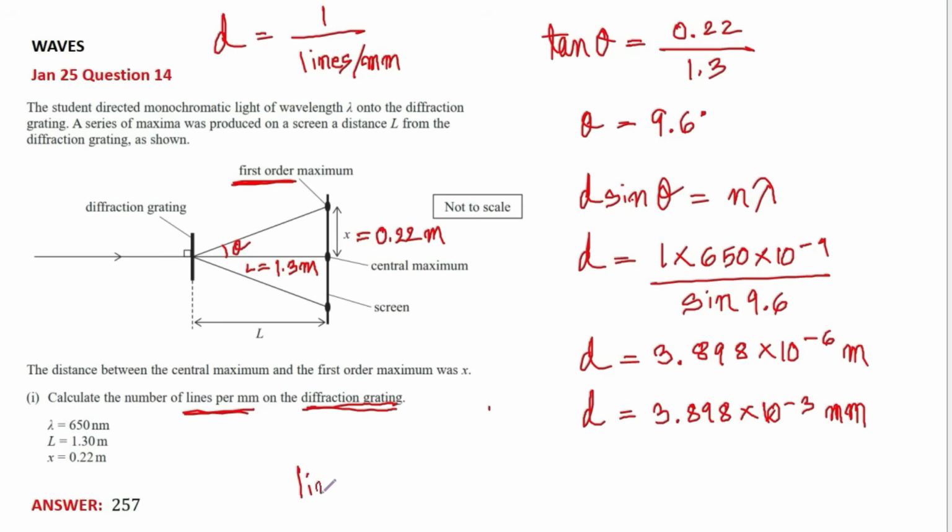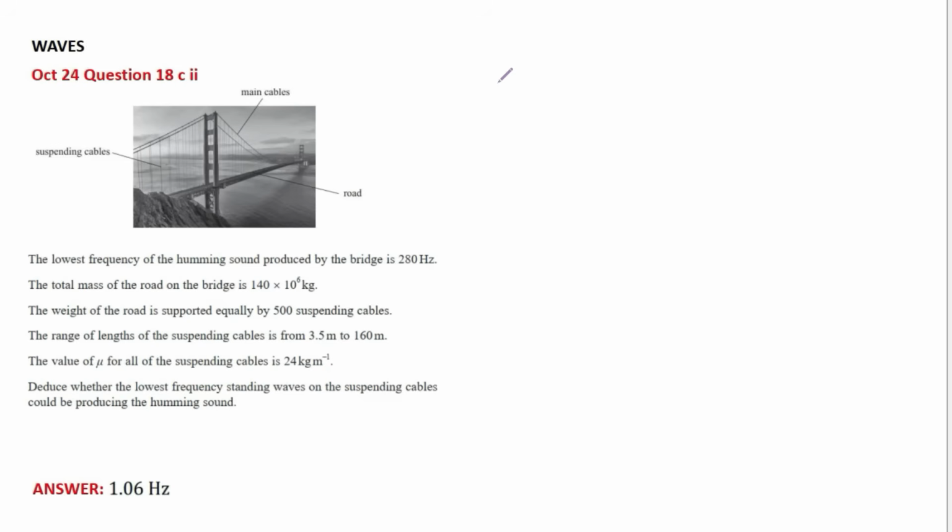So lines per millimeter equals 1 by D, and 1 over this value gives me 1 by answer. I get 256.5, and rounded off to 3 SF you get 257. 257, no units, because it's the number of lines. So number of something doesn't have a unit. Let's move on to the next question.